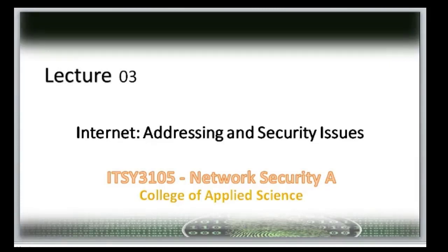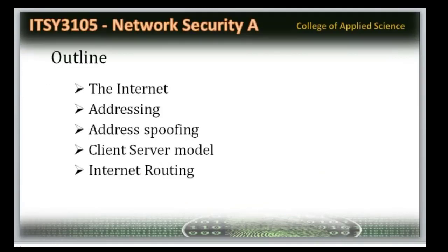Now, in this lecture, we are going to discuss 5 things: internet, addressing, address spoofing, client server model, and internet routing. These are the 5 major concepts we are going to cover in this particular lecture.